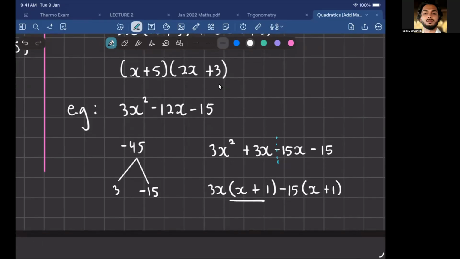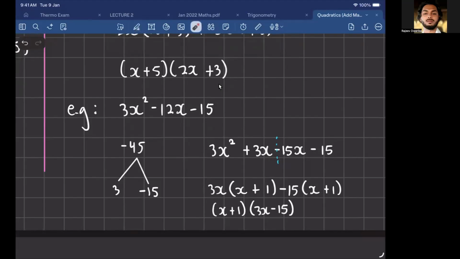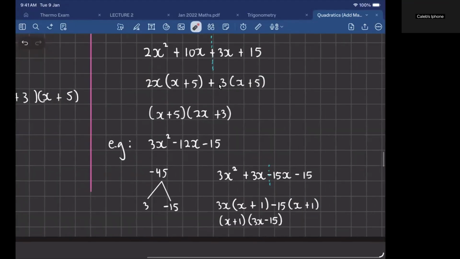Notice you're seeing x plus 1 here and you're seeing x plus 1 here. What I mean is we could pull out the x plus 1 now. If I pull out the x plus 1, what do I write on the inside? 3x take away 15. Yes, because you took out the x plus 1 here, so that's just 3x, and you took out the x plus 1 here, so that's just minus 15. Great.